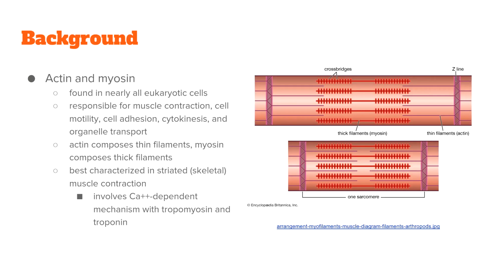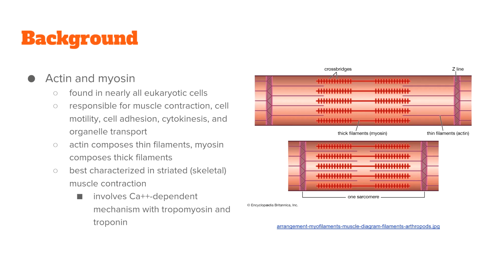Some relevant background information to fully understand this paper are understanding actin and myosin. They're both found in nearly all eukaryotic cells. They are responsible for a variety of cellular functions, including muscle contraction, cell motility, adhesion, cytokinesis, and organelle transport.